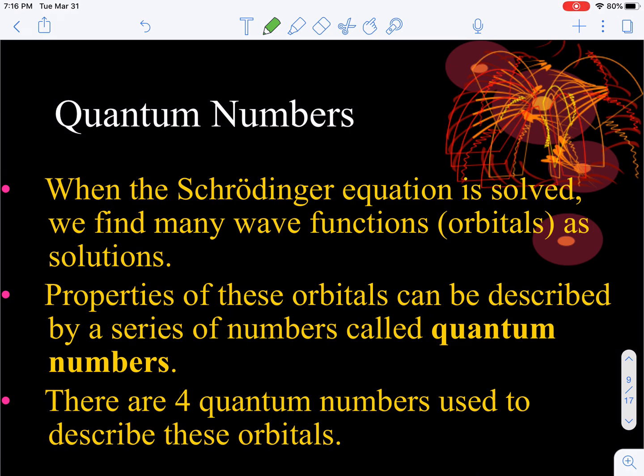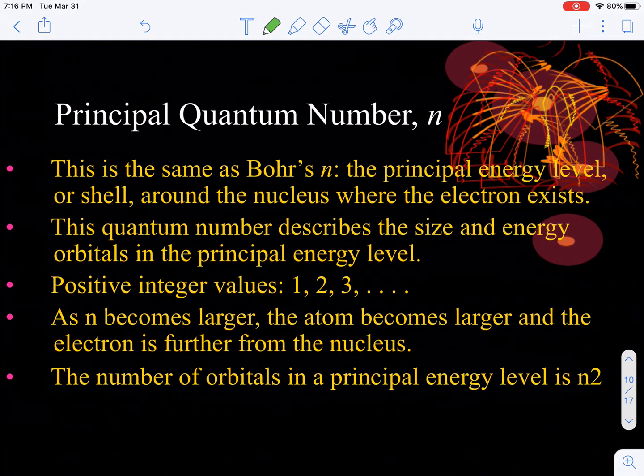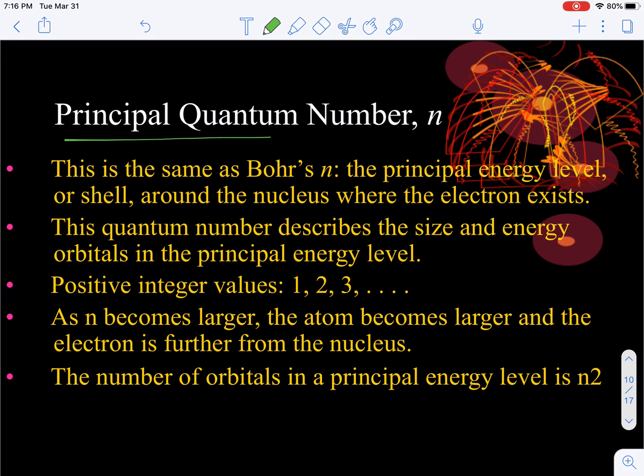Okay, so when we solve Schrodinger's equation, we get these four quantum numbers. We're going to talk about each one individually, then I'm going to sketch them out for you in a format that hopefully makes more sense to us. So the first quantum number is called the principal quantum number. It is denoted by an italicized lowercase n. It is the energy level.